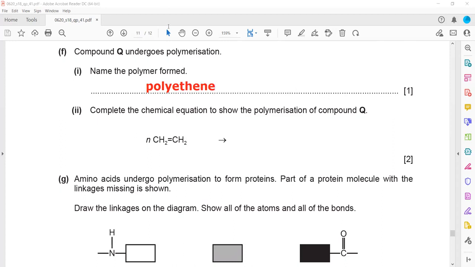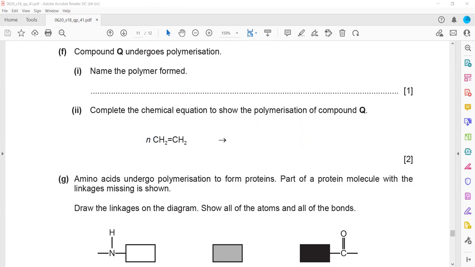And then complete a chemical equation for polymerization. During a polymerization, the double bond will break. The double bond will turn into a single bond, and the molecule will continue. We'll put a bracket and n. n means it will continue till the nth molecule. So this is a monomer which has a double bond, and the polymer will not have a double bond, and it will have a carbon-carbon link as a result of breaking down the double bond.